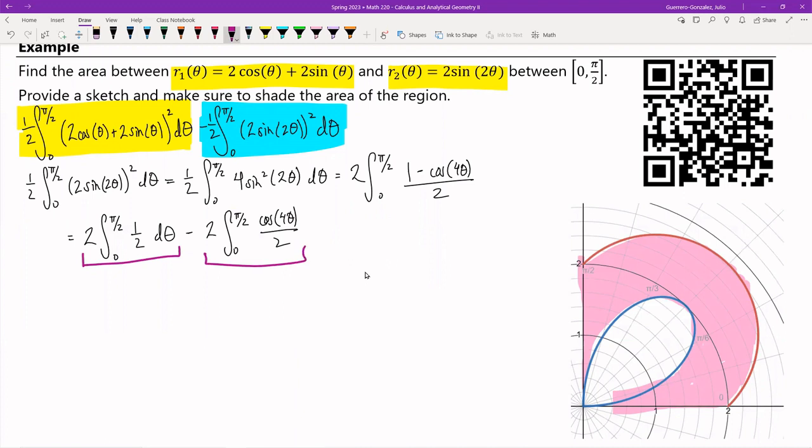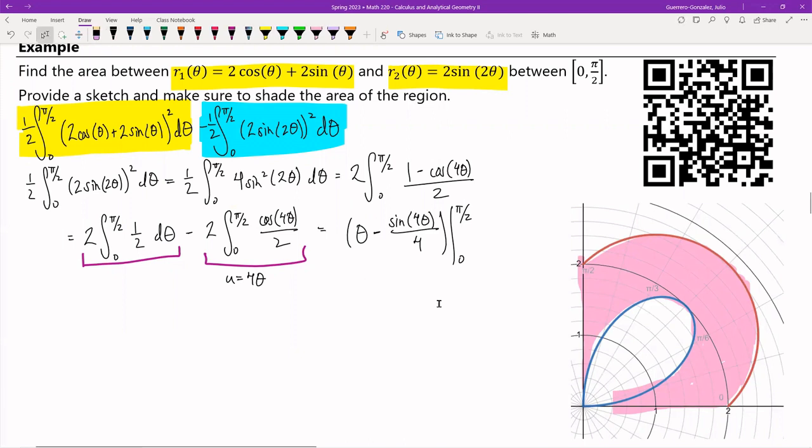This one is going to require some u substitution. So I'm going to give you the u substitution at least. So u has to be equal to 4 theta. And stuff happens, and you get left with this. This is going to be sort of like your final answer. Theta minus sine of 4 theta over 4 evaluated from 0 to pi over 2.